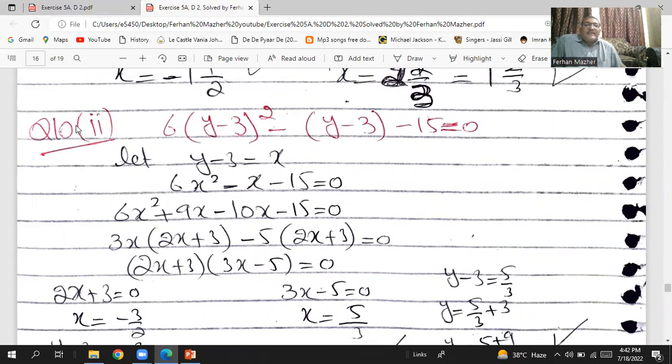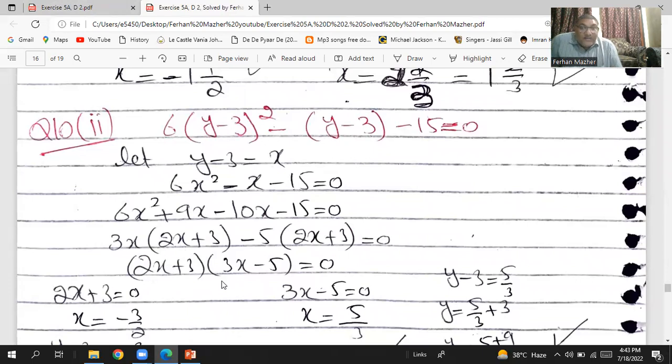So you will have 6x square, you are doing the middle term breaking, 6x square plus 9x minus 10x minus 15 equals 0. So take the 3x common. So in the bracket, you will have 2x plus 3. From the last two terms, take minus 5 common. It's exactly like the first part. So minus 5 common, 2x plus 3 bracket equals 0. So 2x plus 3 bracket is common, present in both the terms. So you will have 2x plus 3 in one bracket, and in the other bracket you will have 3x minus 5.